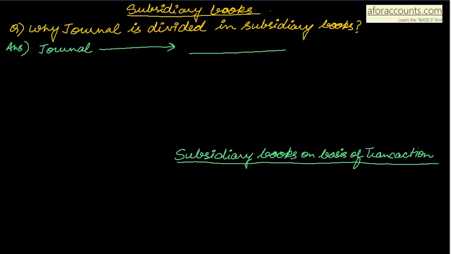A little theory about your subsidiary books. What are subsidiary books? See, journal is your book of original entry, correct? And from journal, what do you make? From journal, we make ledger.